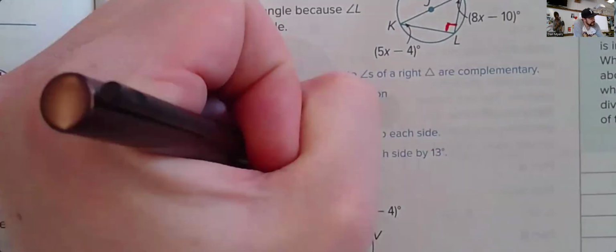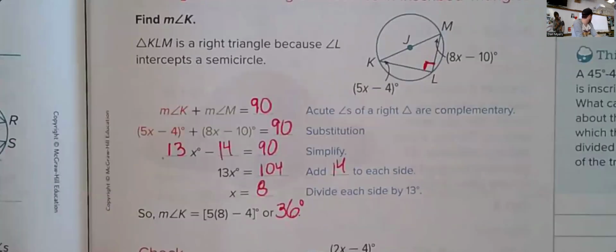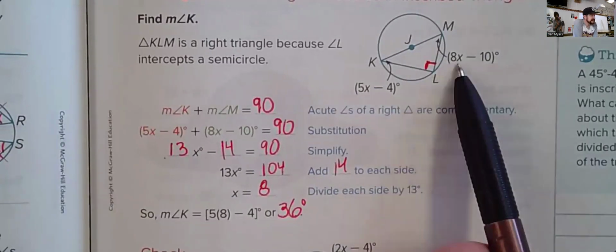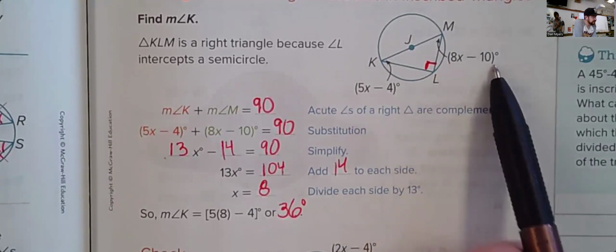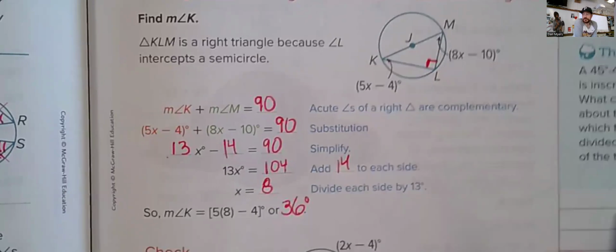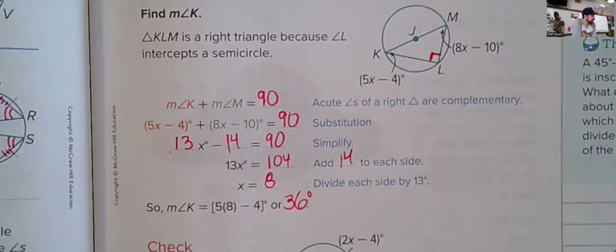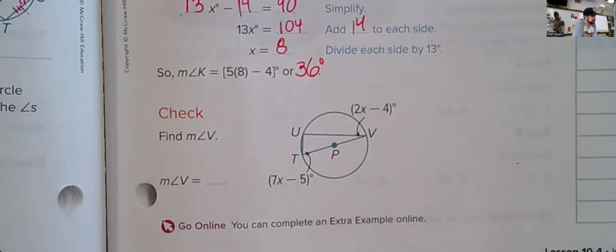36. Okay. Now, an easy way to verify this would be to figure out the measure of angle M as well. 8 times 8 is 64. 64 minus 10 is 54. Does 54 plus 36 add up to 90? Yeah, cool. So that's an easy way to verify that we solved this correctly. All right, solve for angle V. Do that one on your own. And by the way, U is the right angle here.